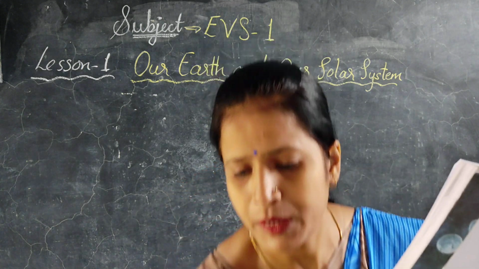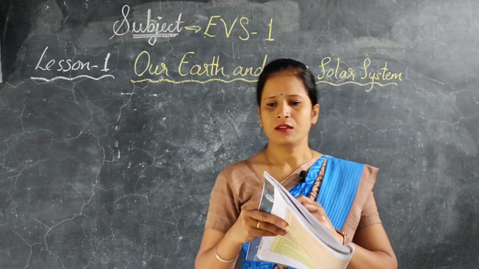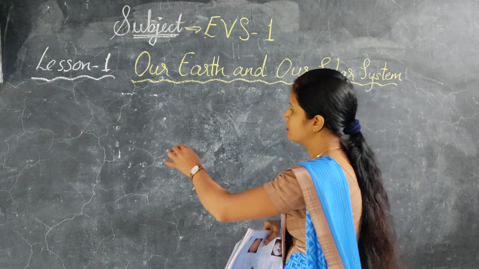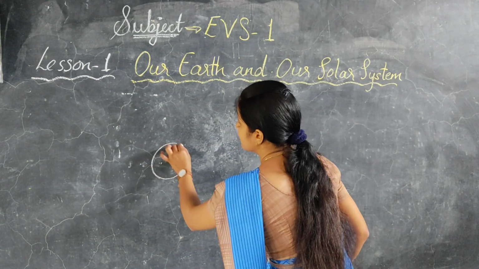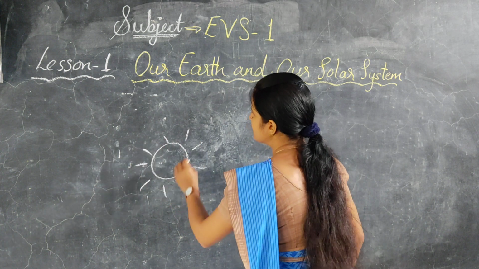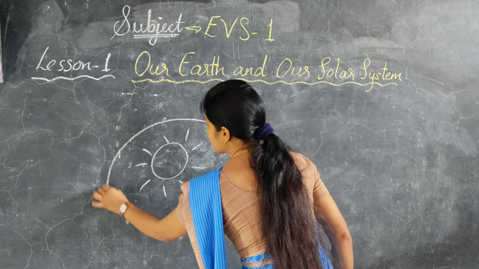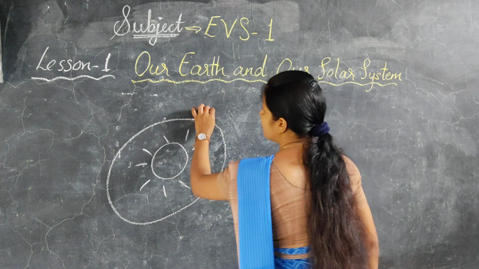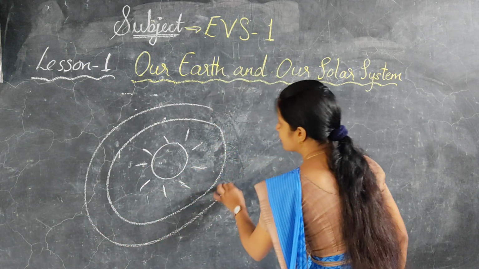So जैसा कि आपको पता है, आपने देखा होगा the picture of the solar system. The sun is in the center. ओके और इसके चारों ओर जो ऑर्बिट्स होते हैं उसमें प्लैनेट्स रिवॉल्व करते हैं. गॉट इट?